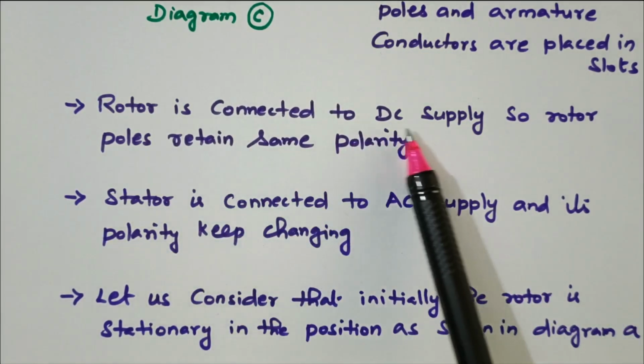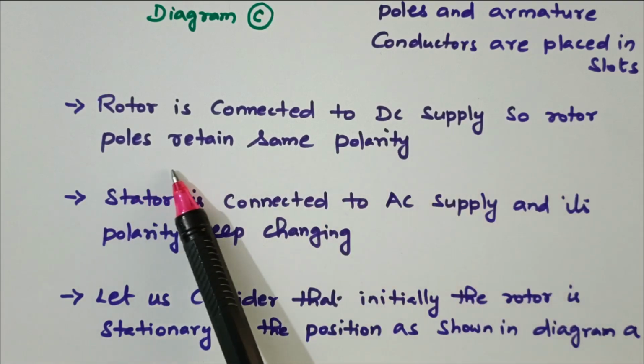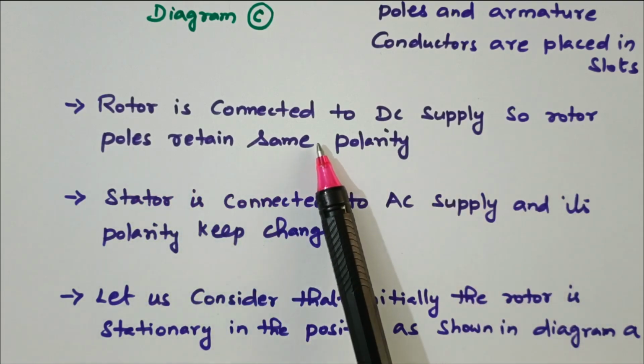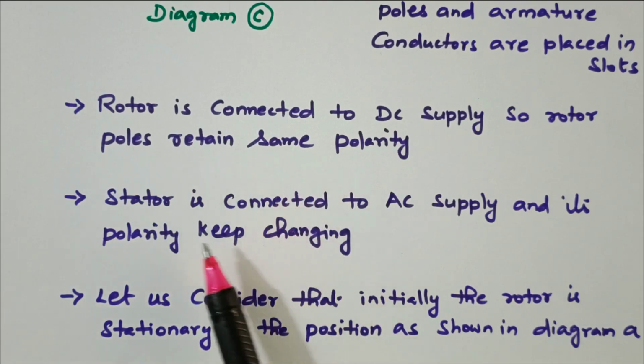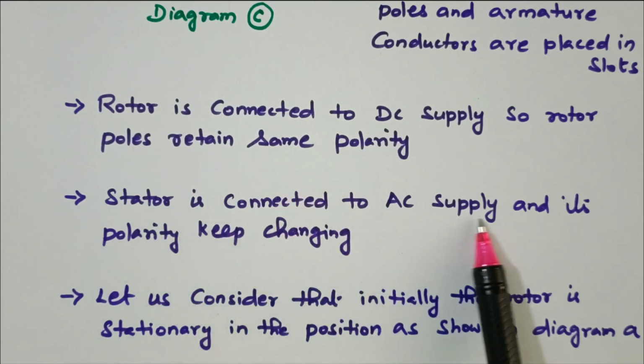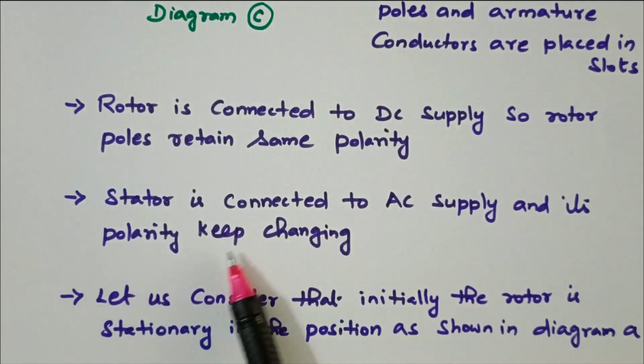The rotor is connected to a DC supply, so the rotor poles retain the same polarity. But the stator is connected to an AC supply, so its polarity keeps on changing. That we discussed in the diagrams A, B, C.